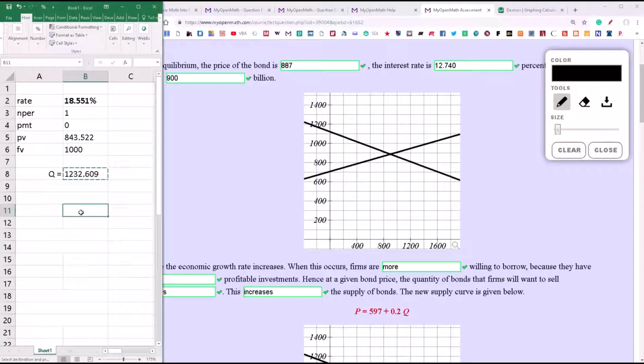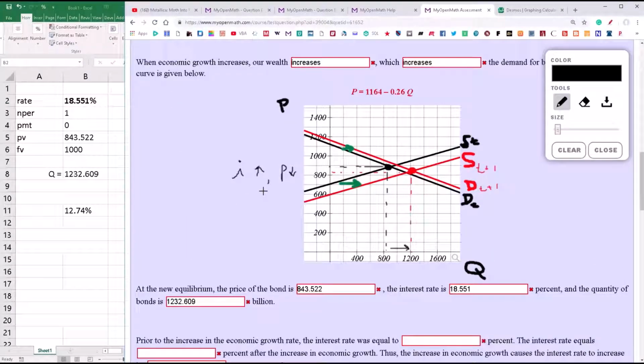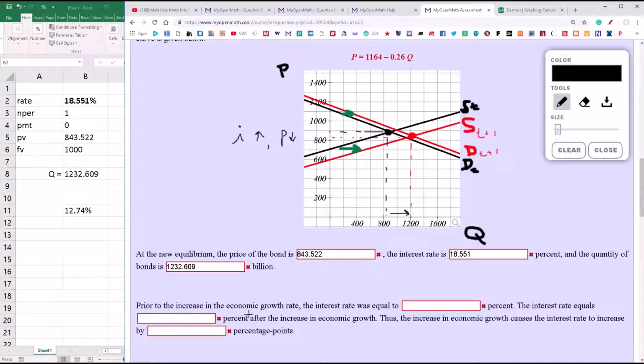12.74%. So this is the initial interest rate. Okay, and this is the final interest rate. Prior to the increase in economic growth rate, the interest rate was equal to 12.74%. Now the interest rate equals, after the increase in economic growth, the interest rate at this red dot is 18.551%.